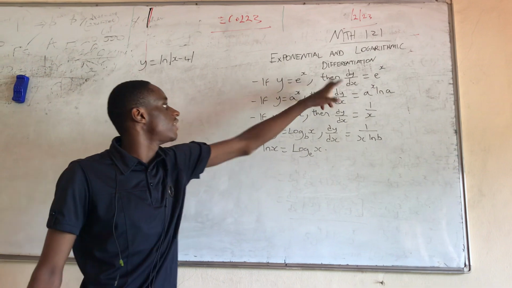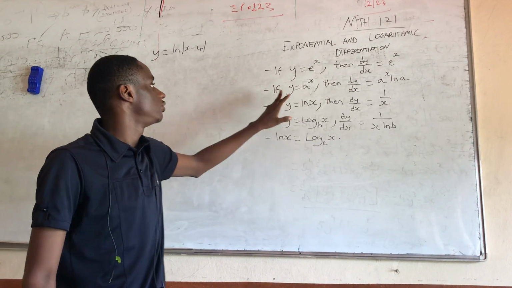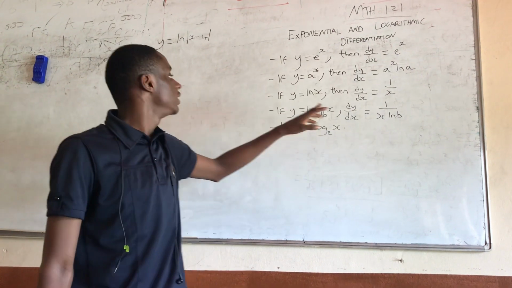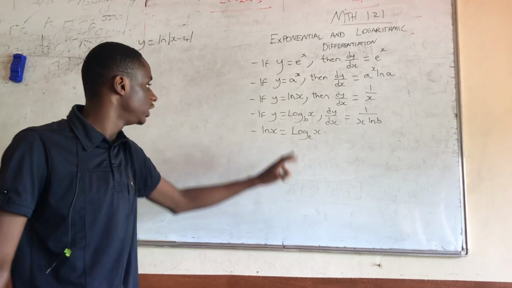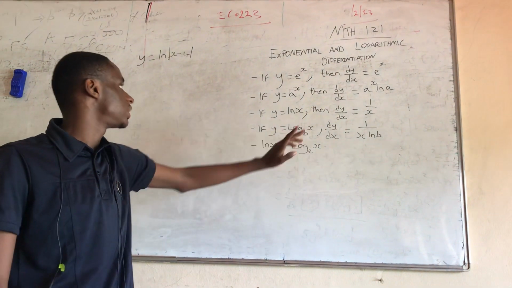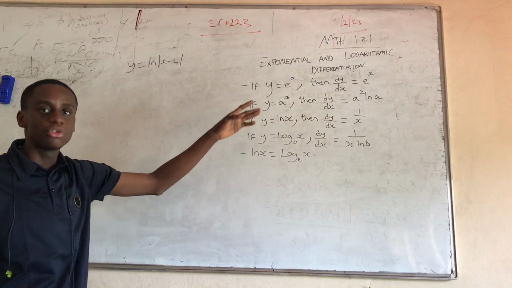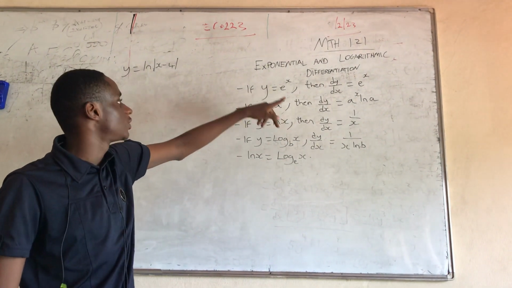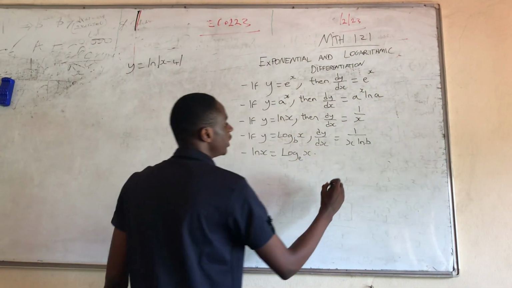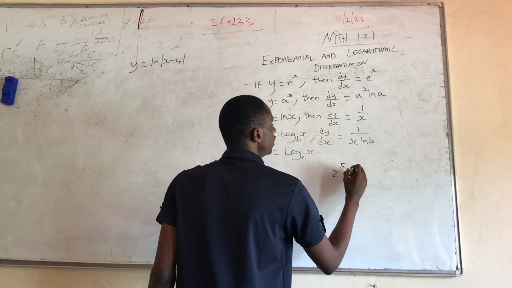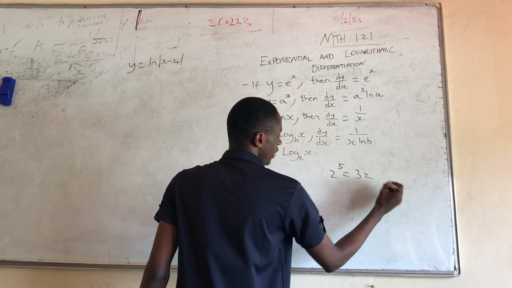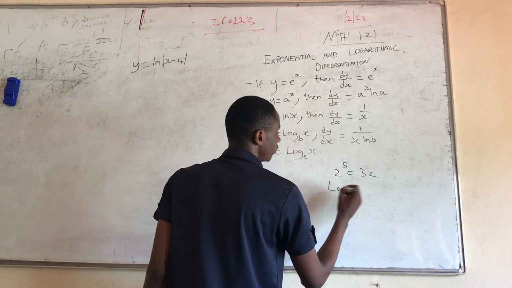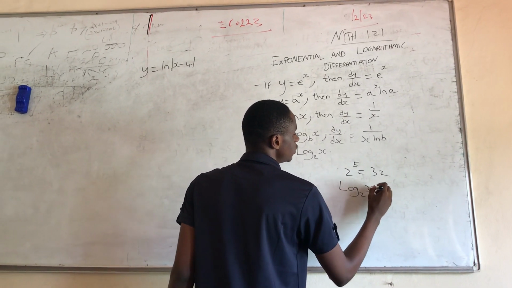If y is equal to ln x, then dy/dx is equal to 1 over x, and ln x is equal to log to the base of e of x. Now, the natural logarithm is the opposite, or the inverse, of the exponential function. Just like when we have 2 raised to the power of 5 is equal to 32, if you want to write this in log form, you can write this as log base 2 of 32 is equal to 5.